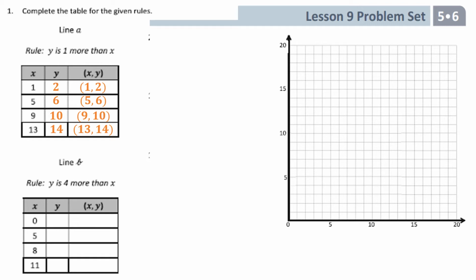Before plotting line A, let's actually just finish up the table down here for line B. The rule here is y is 4 more than x. So kind of the same thing as line A where we're adding something, but instead of adding 1, we're adding 4. So when my x is 0, 4 more than 0 is 4. So my ordered pair is 0 comma 4. Go ahead and do x coordinate of 5, 8, and 11.